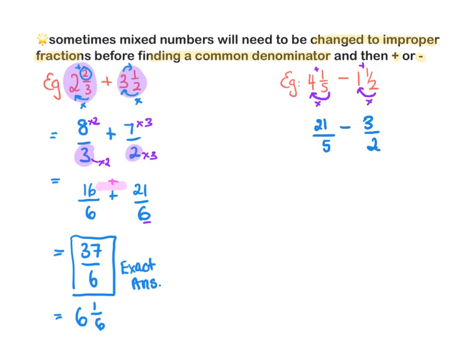Now we've got to get a common denominator, a number that both 5 and 2 go into. So I'm saying 10 goes into both. Now I timesed this by 2 to get to 10, so I've got to times that one by 2. So that would be 42. And then I timesed this 2 by 5 to get it to 10, so I've got to times this top number by 5. So 3 times 5 is 15. Then I do 42 minus 15, and that would be 27 over 10. So there's our final answer.